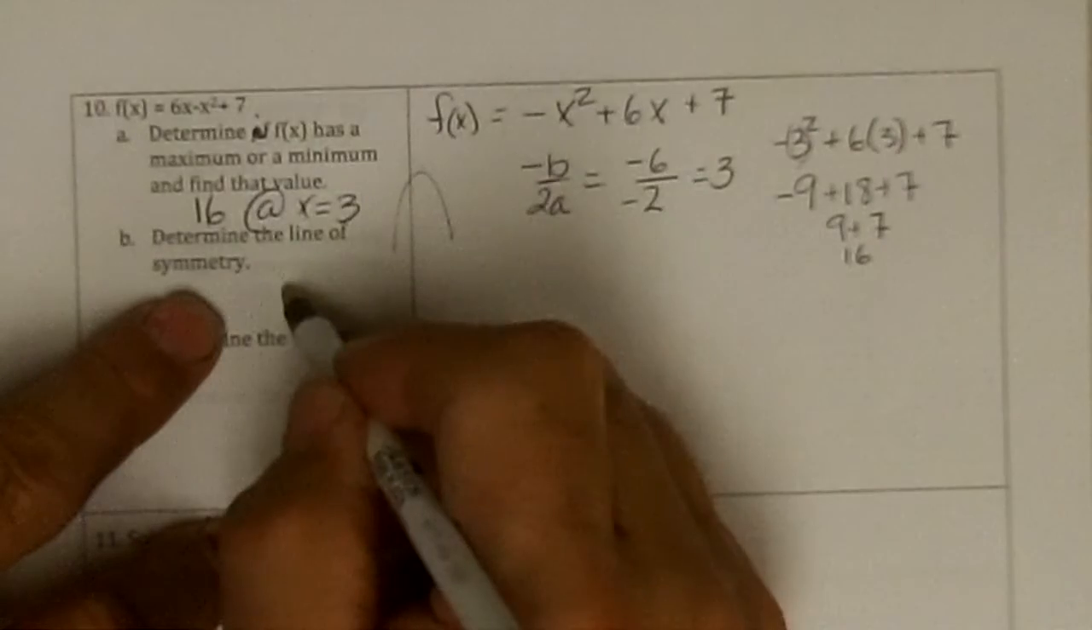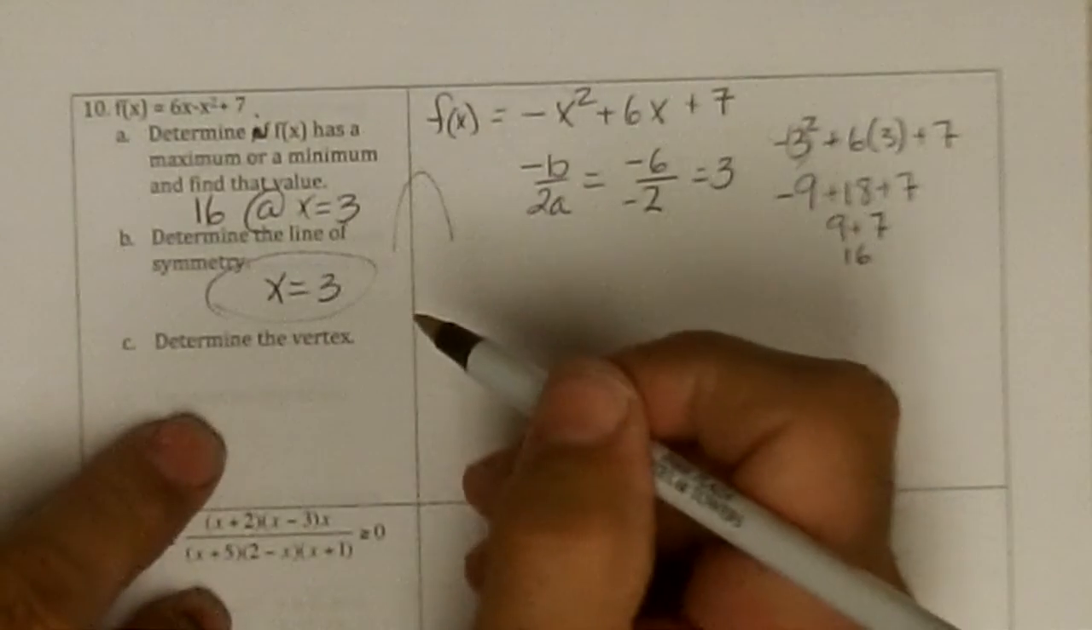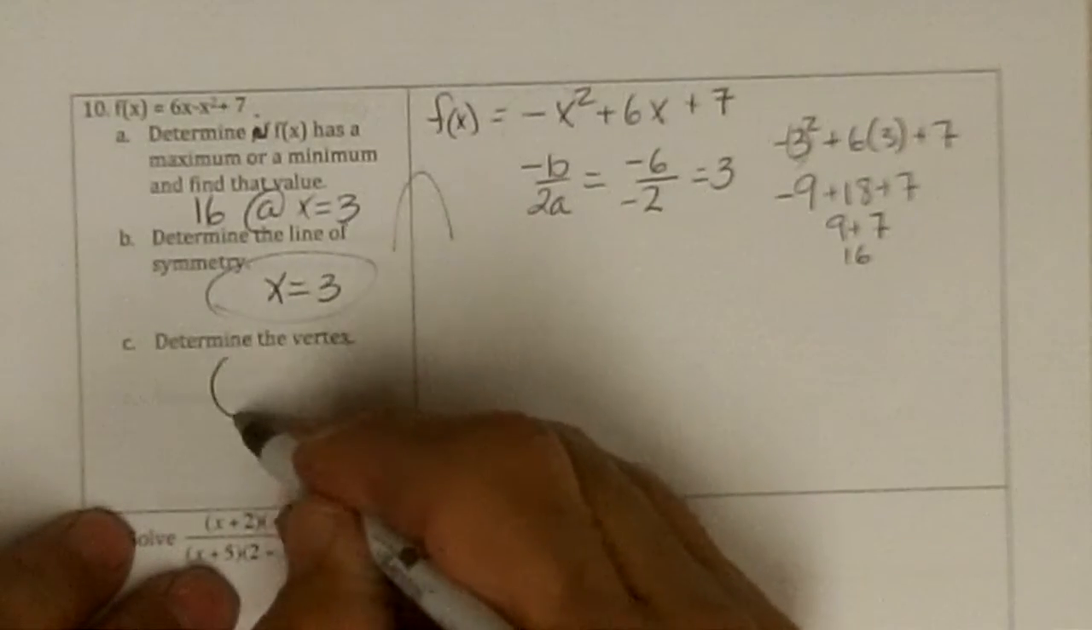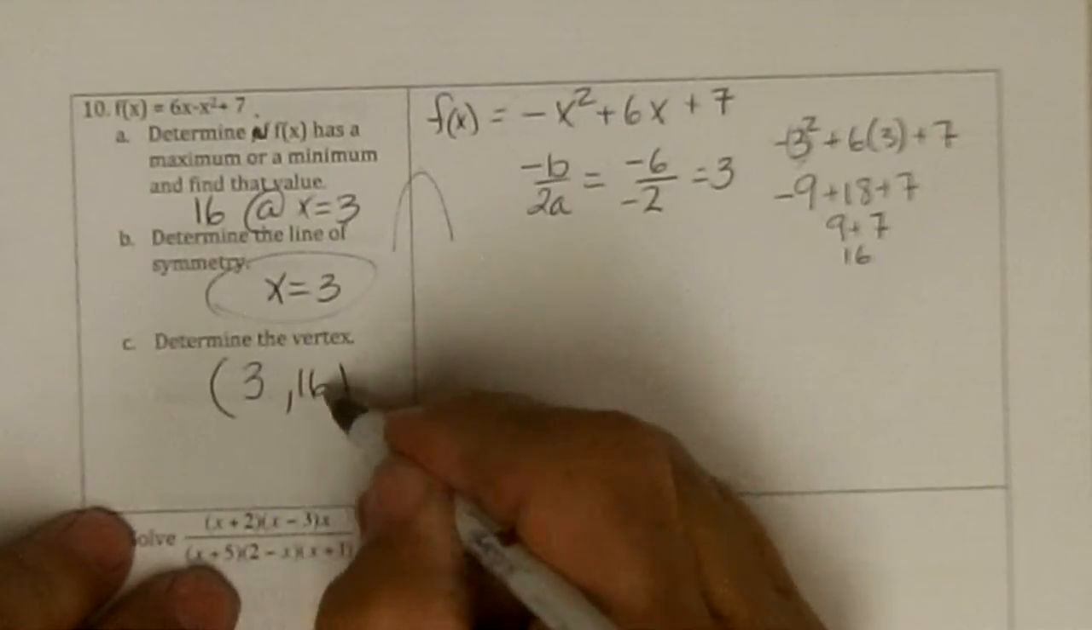The line of symmetry then is x equal 3. That's an equation of a line. It needs to be written this way. The vertex is a point, so it needs to be written 3, 16.